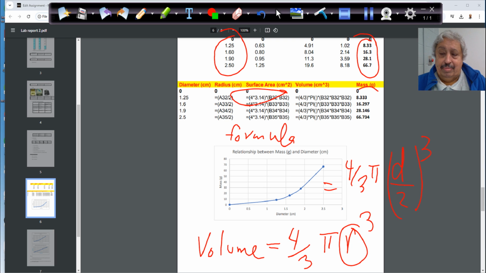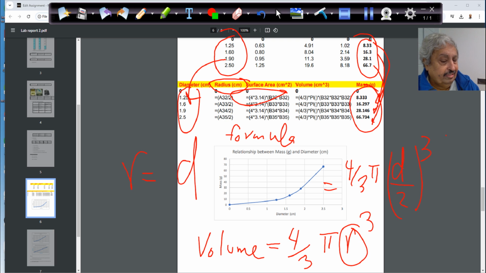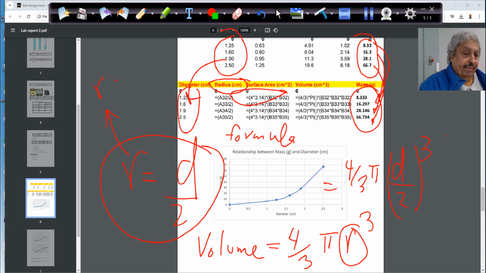Then I have the mass here. Each of those masses, just transfer them. They are transferred as they are, see here? I measured this diameter, also transferred as it is. Now I just do the calculation of the radius. The radius is d over 2. Here it is, that's the radius. Radius is diameter divided by 2.